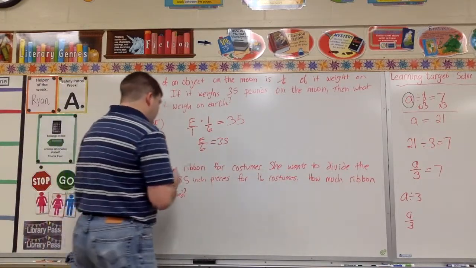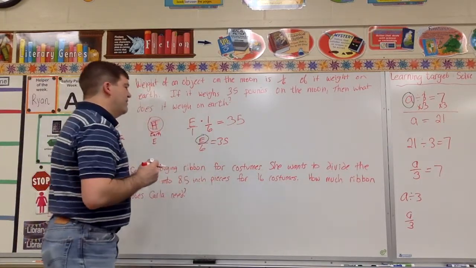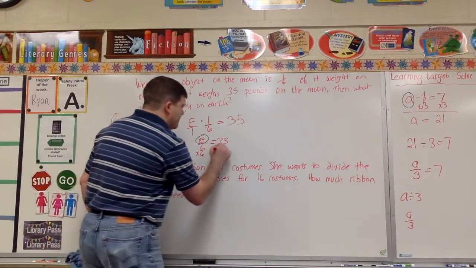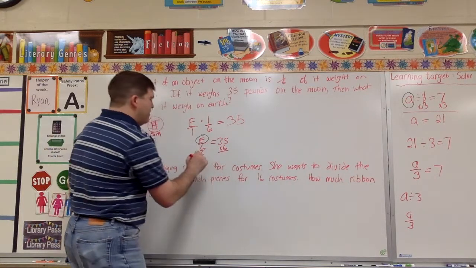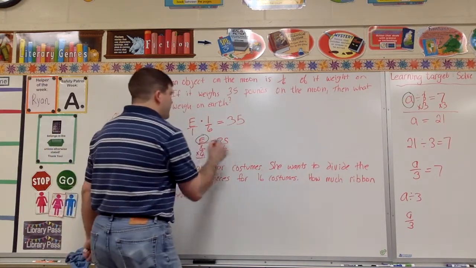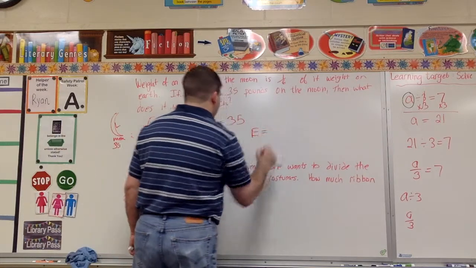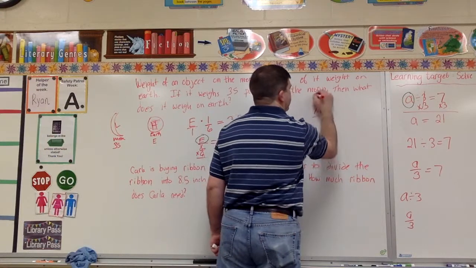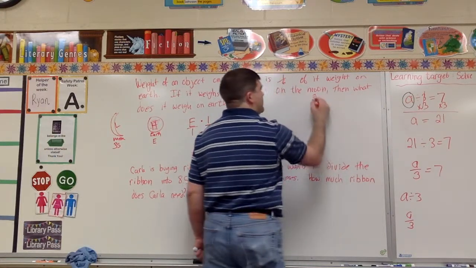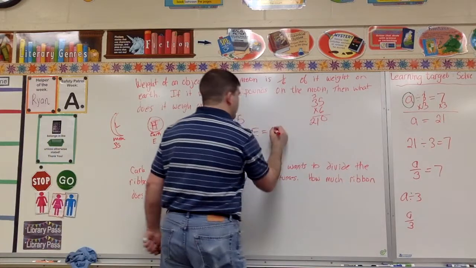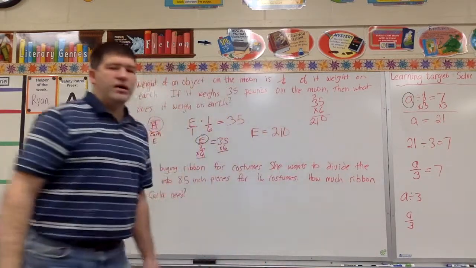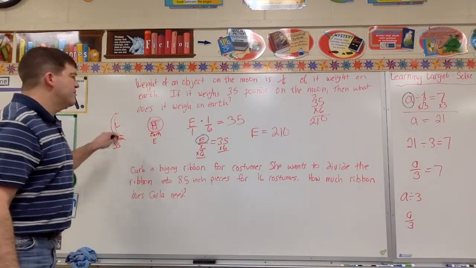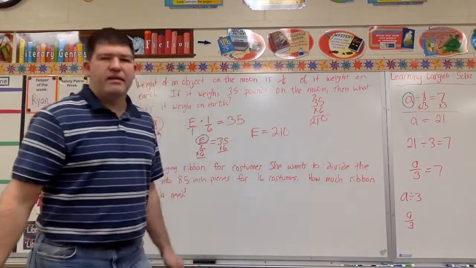I want to get this E all by itself. So it's divided by 6, so I have to times it by 6, times that by 6. That cancels each other out. So I have E equals 35 times 6. 35 times 6, 30, let's see, that's 18, 19, 20, 21. Okay, E equals 210 pounds. So something that weighs 35 pounds on the moon will weigh 210 pounds on Earth.